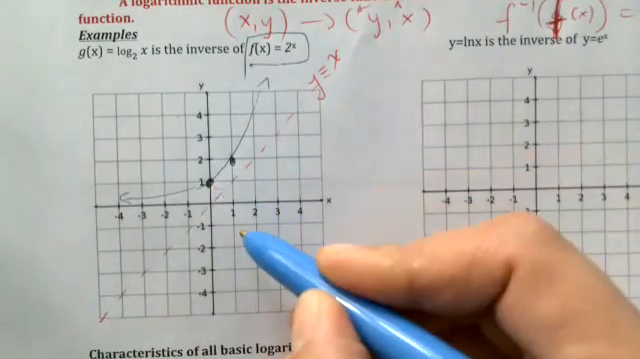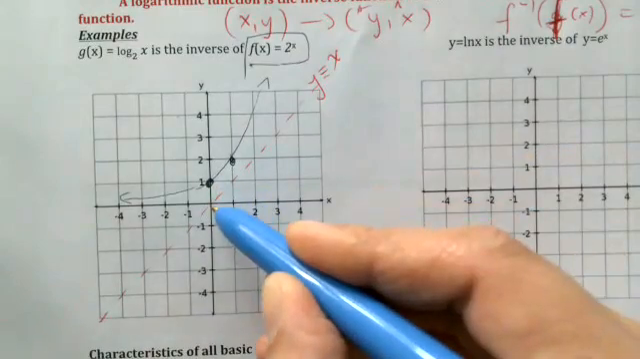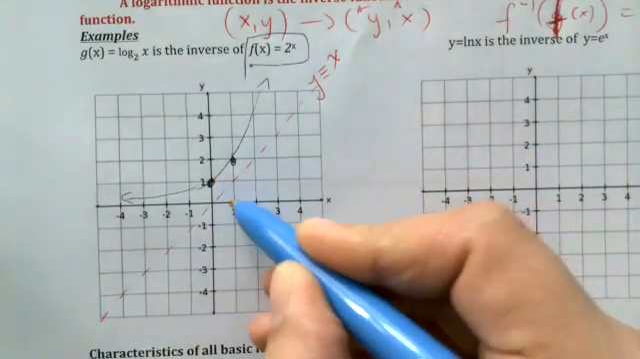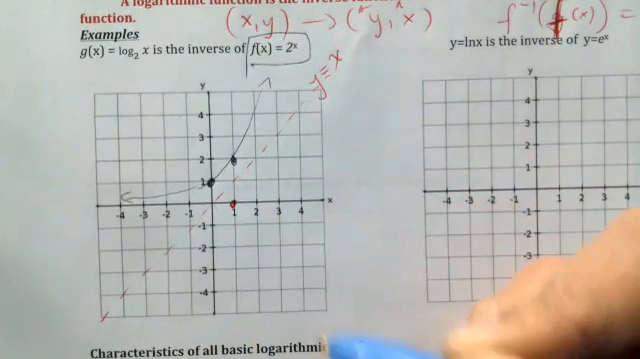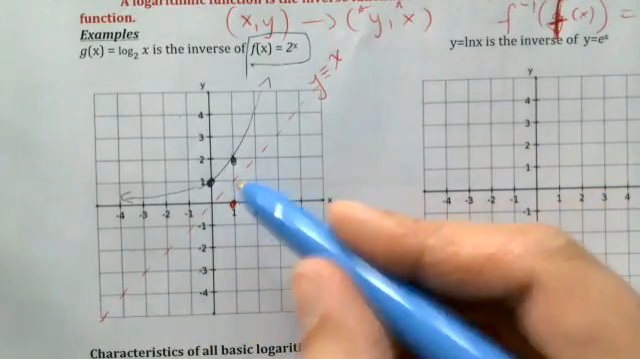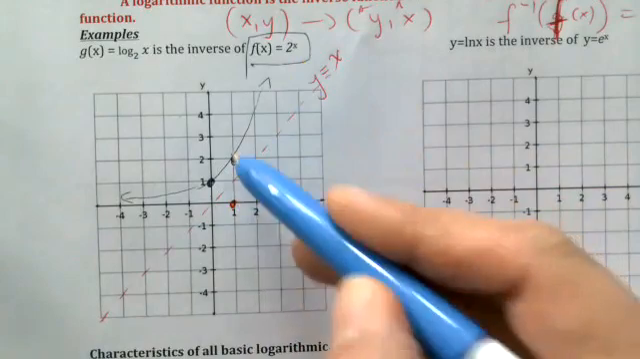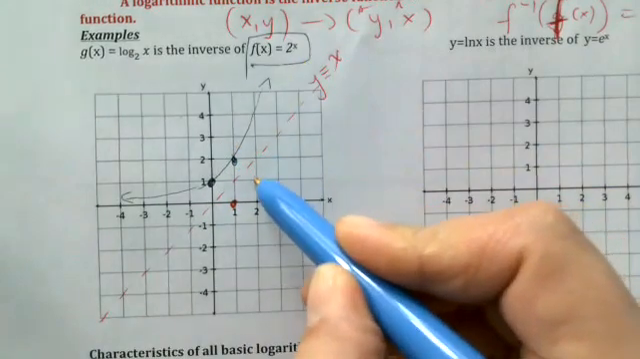So then the point that was originally (0, 1) becomes the point (1, 0). So it just flips over. And the point that originally was in the exponential function (1, 2) becomes (2, 1).